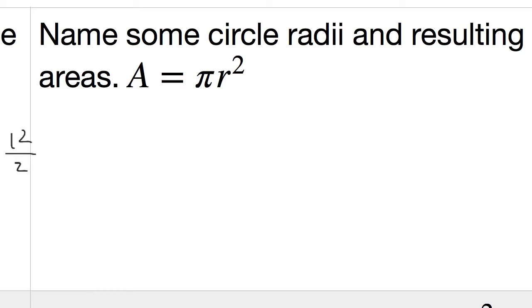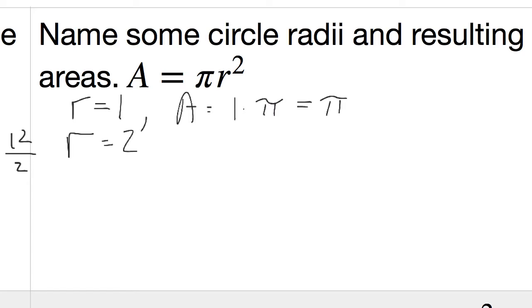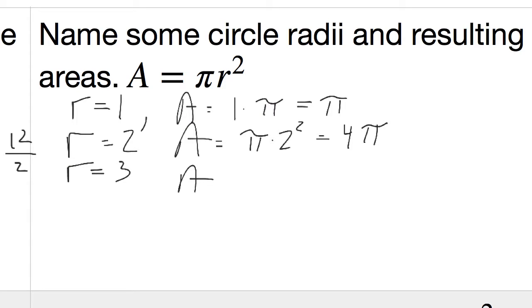Next example, next kind of variation. If we name some circle radii and the resulting areas, let's say you had a radius of 1, and therefore an area, your area would be 1 pi square inches, for example. What if it was 2? Your radius were 2 inches, then the area would be pi times 2 squared, which is 4 pi square inches. If your radius were 3, then the area would be pi times 3 squared, which is 9 pi square inches.